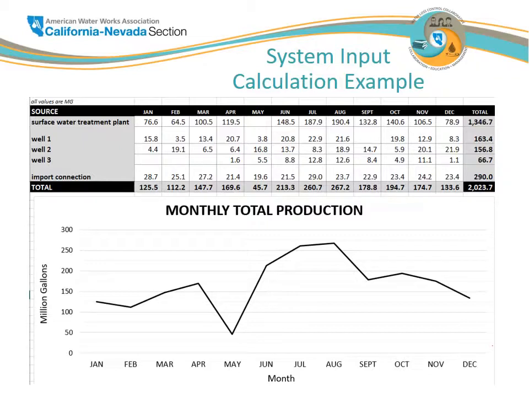And if I were naive to this process, if I didn't know much about the audit, it would be my instinct just to sum across all of these columns and rows and say, there it is, that's the amount of water I supplied into my system. If I were to do that, I would take a look at this and I would quickly see that I supplied just over 2,000 million gallons into my system.